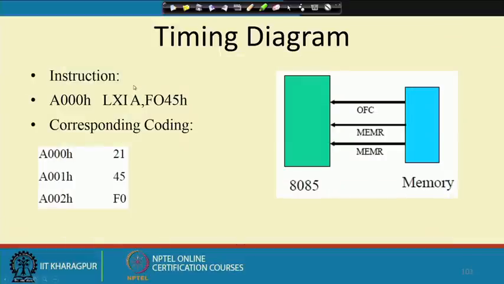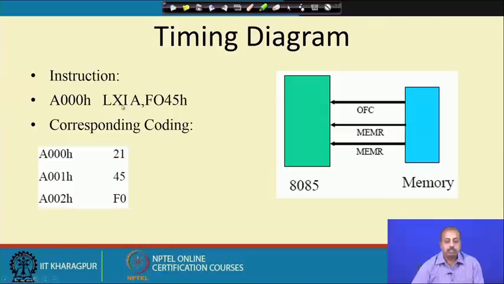The next instruction that we will look into is the LXI instruction. This is more complex: LXI A, F045 hex. So, it is load extended immediate. Assuming the same thing, that this instruction is located at memory location A000 hex. The code of LXI A you can find from the manual, that is the value 21, and this F045 is the 16-bit value that gives the address from where the A register will be loaded.